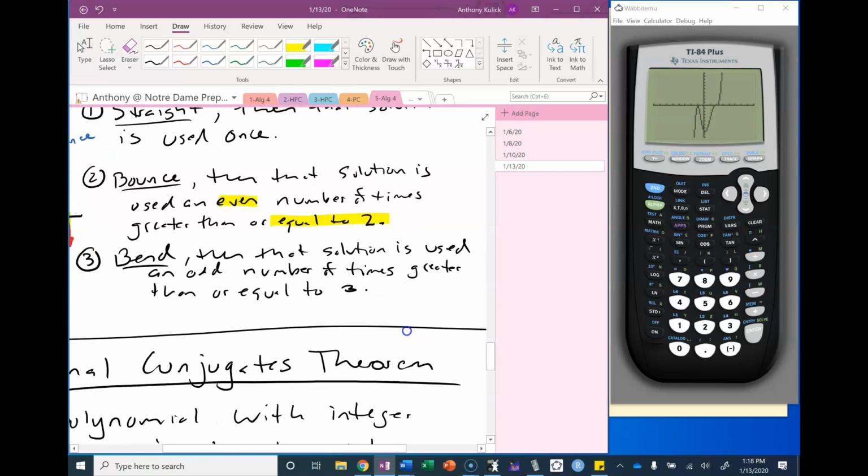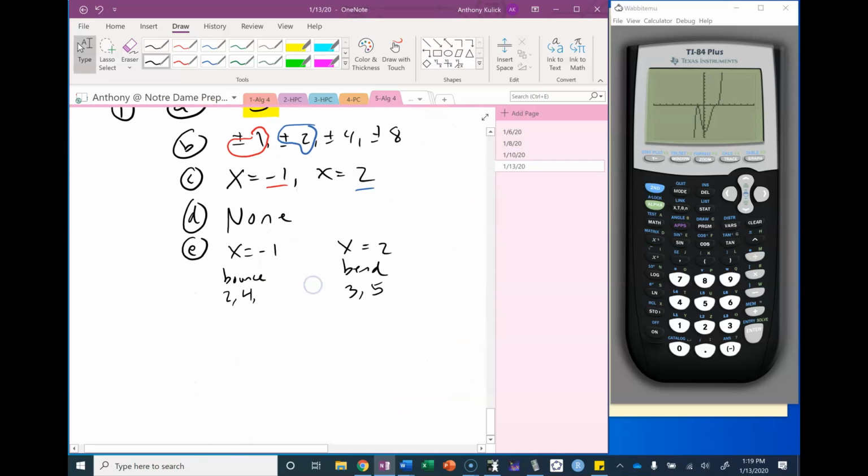Similarly for the bends, except it's an odd number greater than or equal to 3. Cool? Got to be greater than or equal to 3.